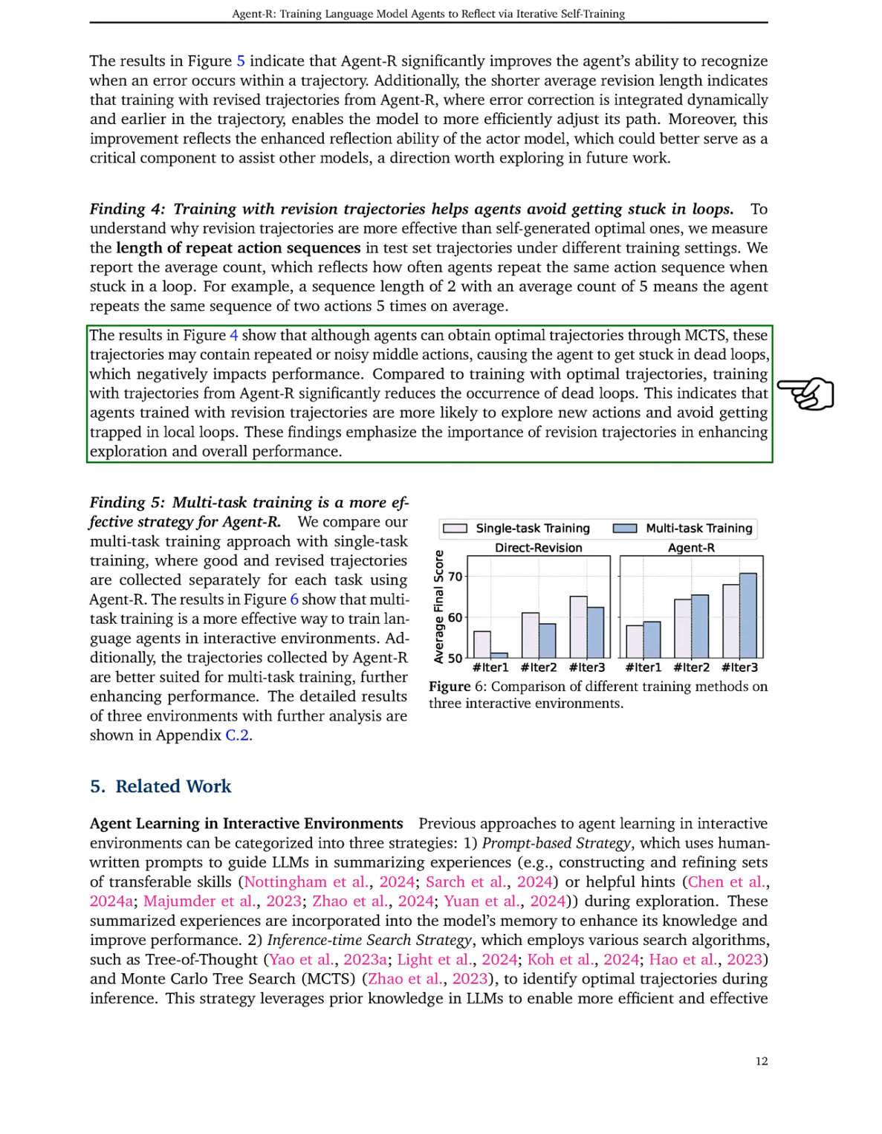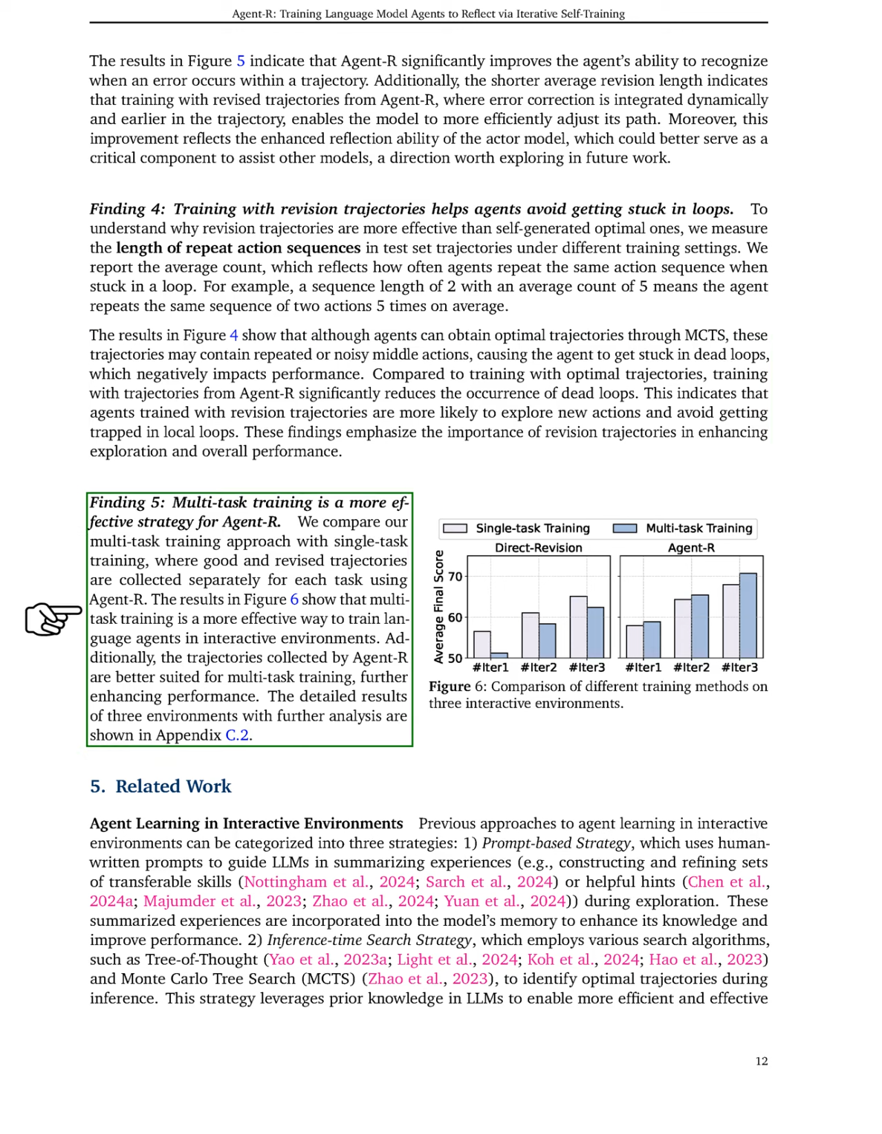Our findings indicate that while agents can achieve optimal trajectories through Monte Carlo tree search, MCTS, these paths may include repeated or irrelevant actions that lead to dead loops, harming performance. In contrast, training with Agent R's trajectories significantly reduces these dead loops, suggesting that agents trained this way are more inclined to explore new actions and avoid local traps. This underscores the value of revision trajectories in promoting exploration and improving overall performance.